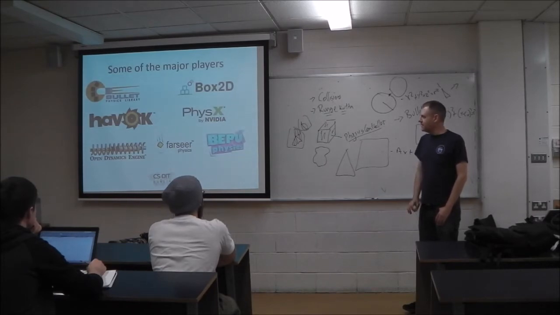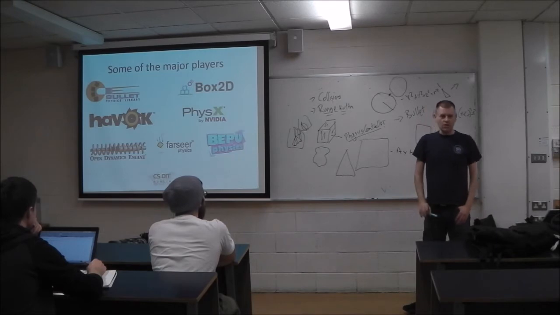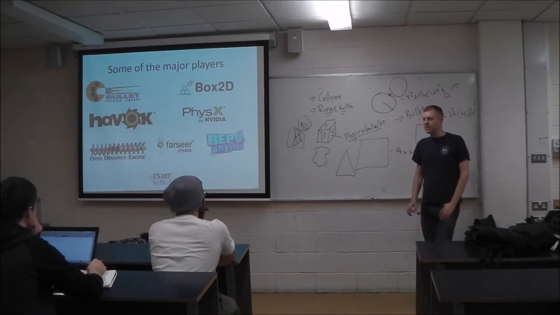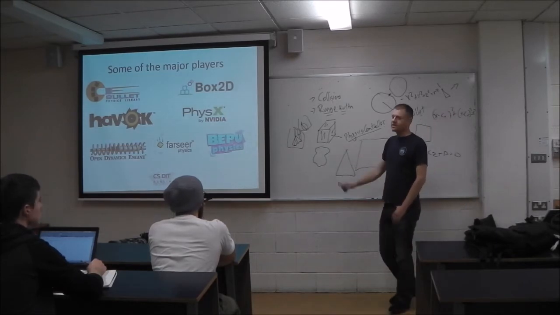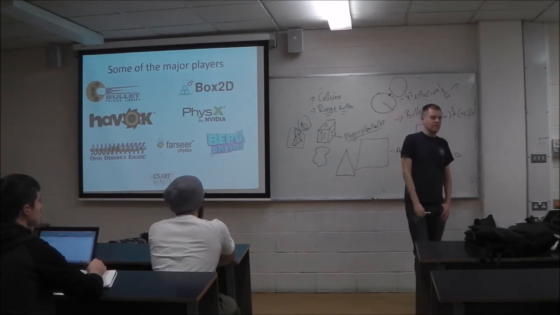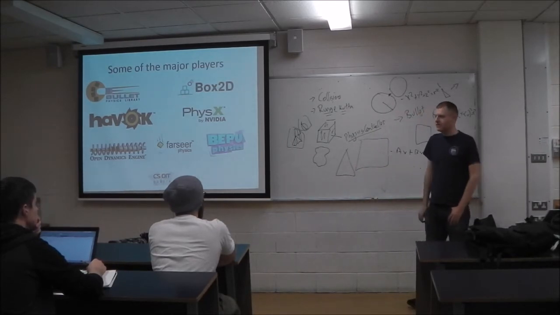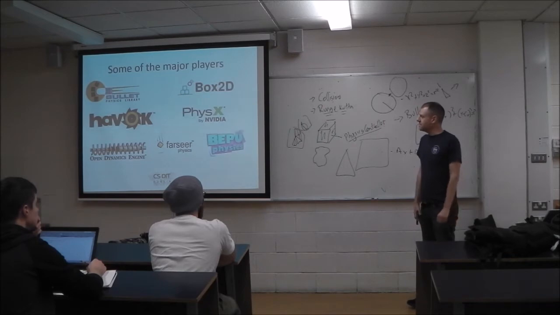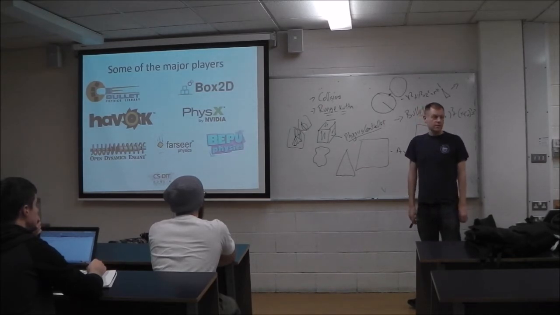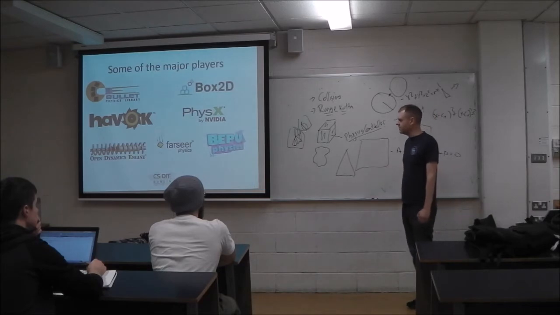PhysX is an NVIDIA physics engine. It used to be a separately owned company in physics, and NVIDIA bought it. At one stage you could buy a PhysX card and plug it into your PC, about 5 years ago, which is basically a card to simulate physics a lot faster. PhysX is the physics engine used by a lot of game engines. For example, Unity uses PhysX. I'm not sure about Unreal, or maybe it allows you to plug in a different physics engine.